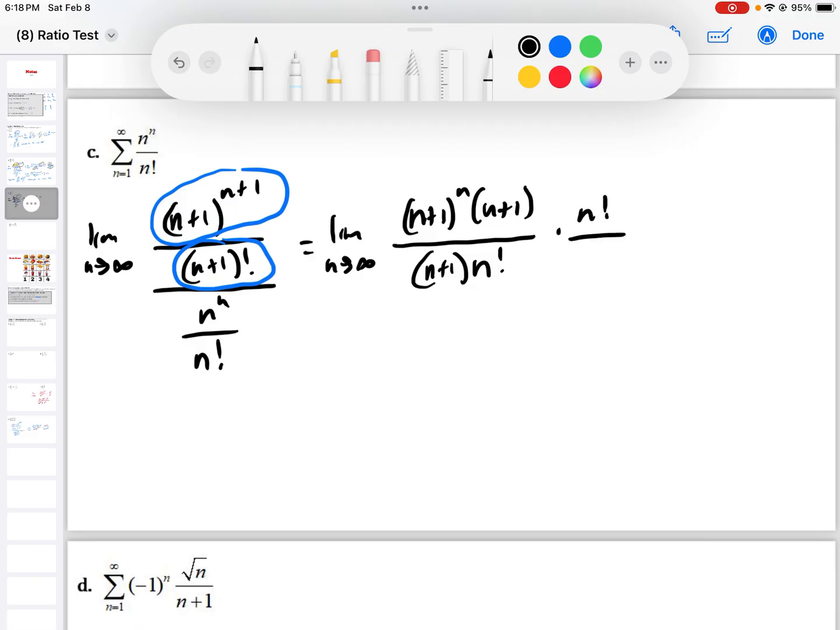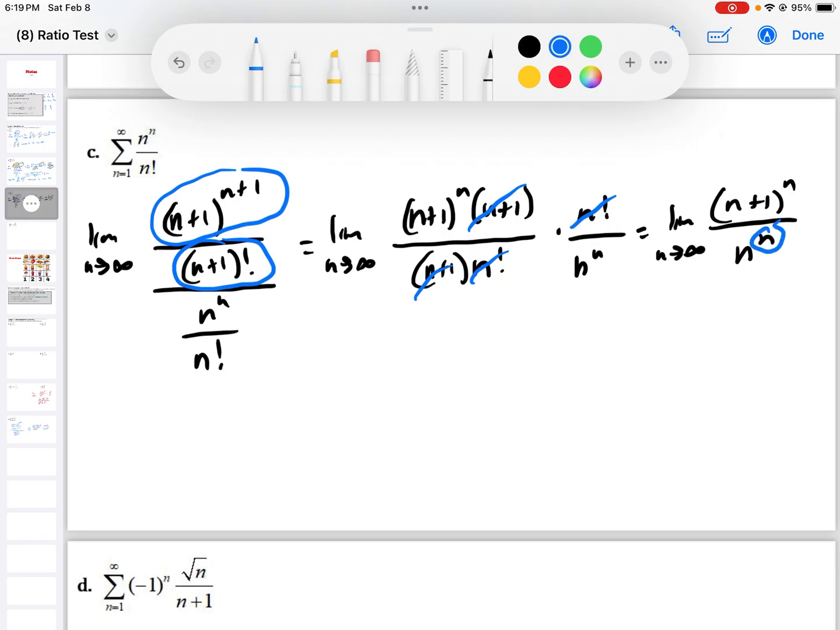All right, times n factorial over n to the power of n. That's what the bottom was. All right, and now we've got to start seeing what we can cancel out. The n factorials cancel out, the n plus 1s cancel out, and I'm left with the limit as n goes to infinity of n plus 1 to the power of n over n to the power of n.